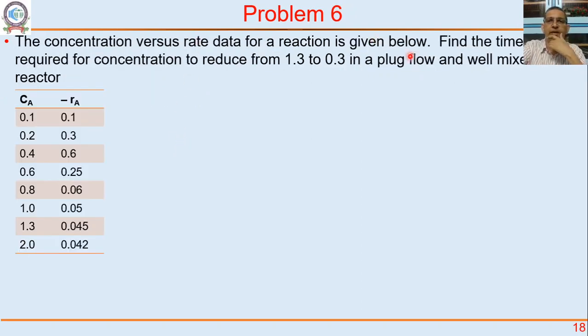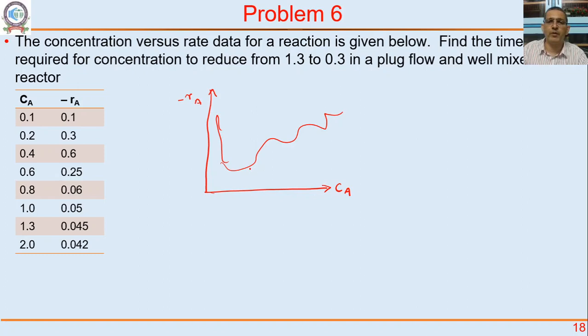Concentration versus rate data for a reaction is given below. Find the time required for concentration to reduce from 1.3 to 0.3 in a plug flow and well mixed reactor. Okay. So what we typically do is we plot Ra with respect to Ca. Right? How would it look like? Some way it will look like, right? Maybe like this. We don't know. Just don't worry about it.